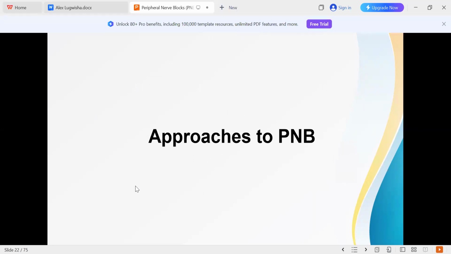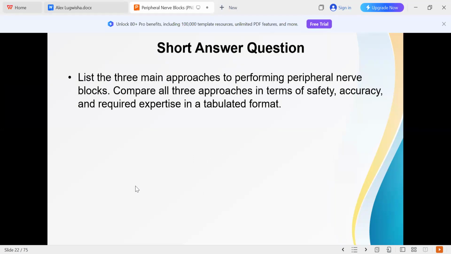Now, we mentioned there are different approaches to peripheral nerve block. Let's look at them. Look at this question. Somebody quickly answer them. What are the three main approaches to performing peripheral nerve blocks? Compare all three approaches in terms of safety, accuracy, and required expertise in a tabulated format. This would be a good short answer question. So somebody, what are the three main approaches? How do you perform different techniques of performing PNB? Anyone wants to give it a try?